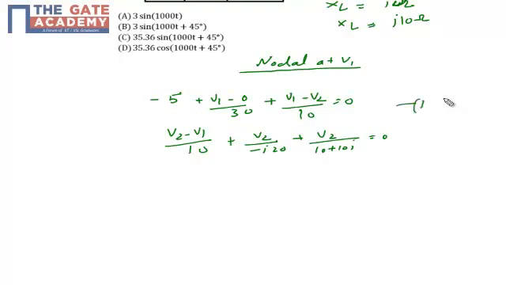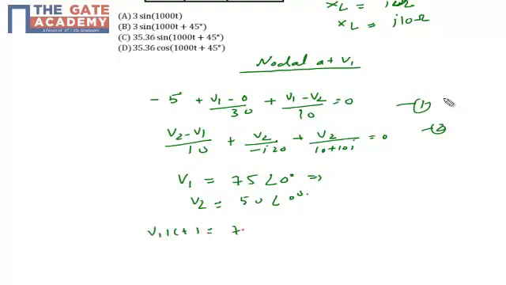Now we have two equations and two unknowns, V1 and V2. By solving these two equations, you will get V1 as 75 volts with 0 phase shift, and V2 as 50 volts with phase difference 0. It means V1(t) will be 75 sin 1000t, as we don't have any extra phase shift, so the phi term is 0, and V2(t) will be 50 sin 1000t.